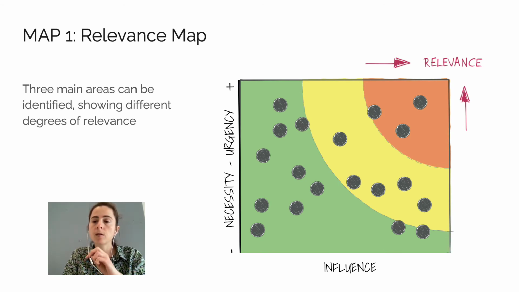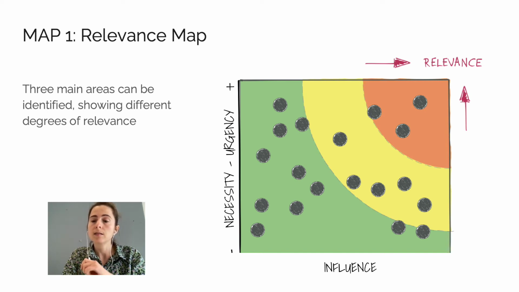The second step is, the most relevant actors will be those closest to the upper right-hand side of the map. So in this case, the red or the orange part of the map, because they are the ones that have both a high influence and high necessity. And conversely, the lower left-hand side shows the least relevant actors. Therefore, as you can see in the picture, 3 main areas can be identified, showing different degrees of relevance. Actors falling into the red or orange area can be considered as key in terms of their relevance and should definitely be included in any further analysis or engagement process.